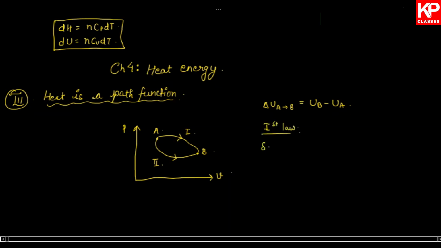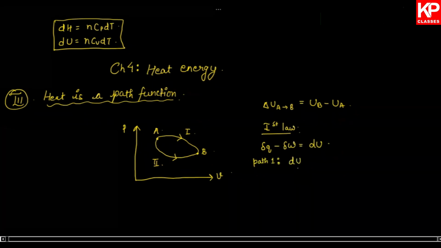The first law states that delta Q minus delta W gives dU, right? So if you consider path 1, dU will be the same itself, and the value will be UB minus UA. I'm just writing it, indicating in the form of dU, A goes to B. And you can write the change in heat will be Q1, and similarly the work done will be W1. You can write it for path 1, right? Consider this to be equation 1.